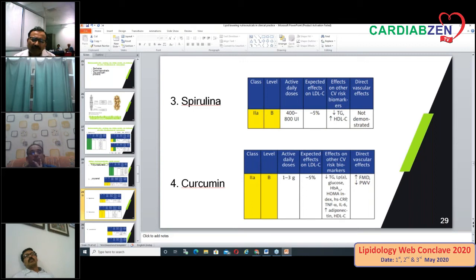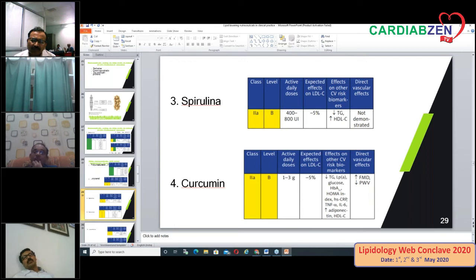Spirulina, yes, there is no direct vascular effect, but of course there is reduction in triglycerides and increase in HDL cholesterol. In the dosage of 400 to 800 international unit can be used. Level of population is 3, class is 2A. Curcumin is 2A. Yes, there is, ubiquitous.